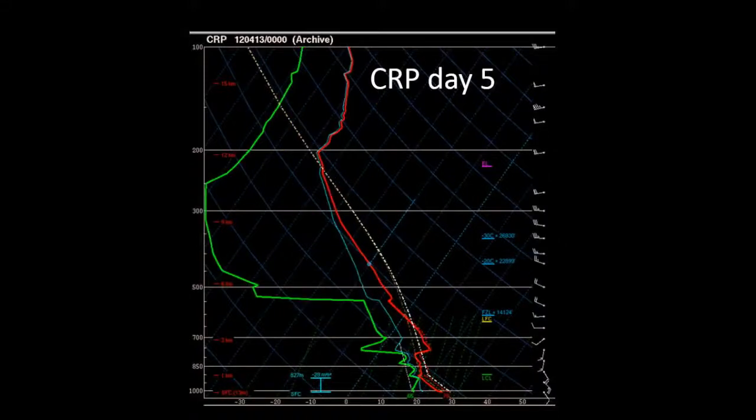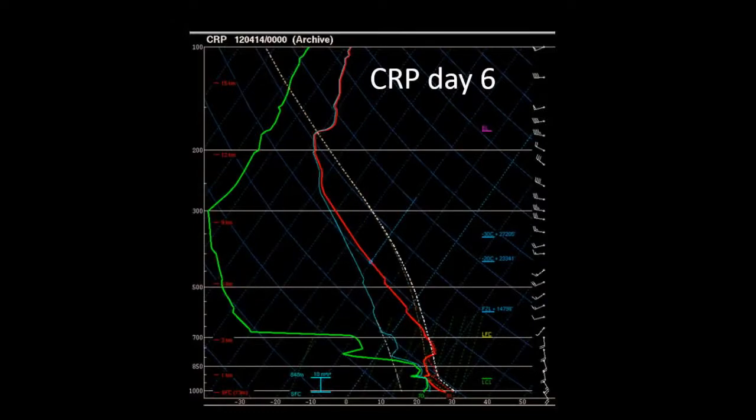Now we start seeing something that's beginning to look like your loaded gun sounding, which you would hope to see. This is Corpus Christi day five. We're still 48 hours out. So again, you're talking about an event up in Kansas and Oklahoma. You better see the moisture down in South Texas well in advance.